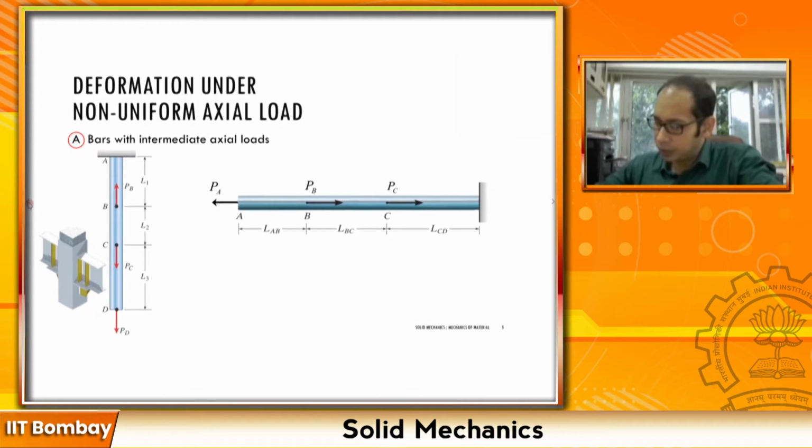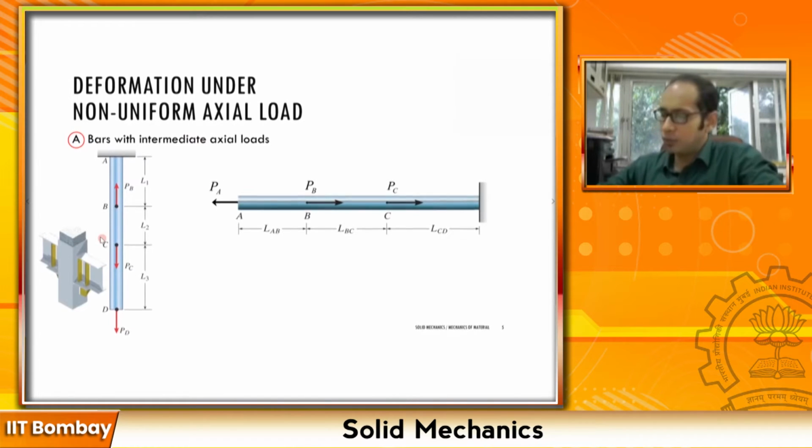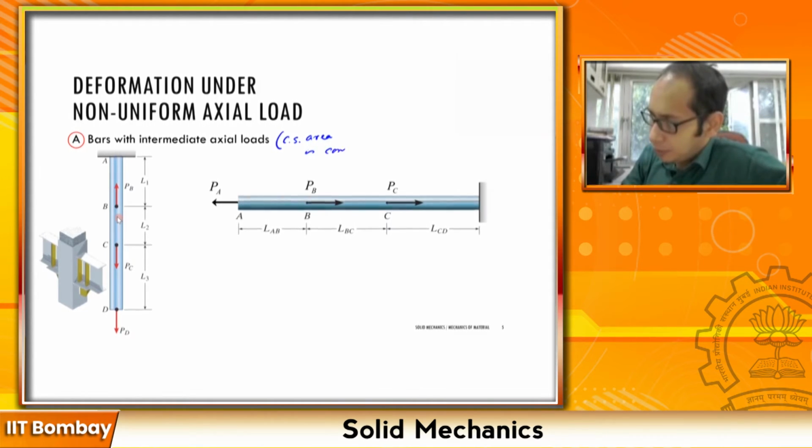Remember that this was part A, this one. So we are going to look at these cases individually. We are looking at A, B and C, and we will see how the formulations and everything vary. So part A is this one where you have the same area of cross section. Maybe I will explicitly write it here, that your cross-sectional area is constant, right?